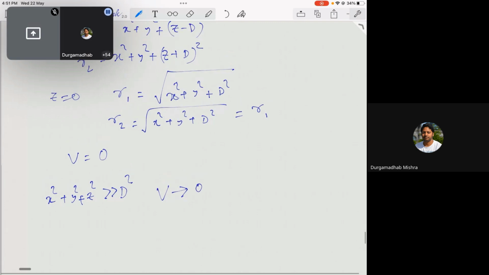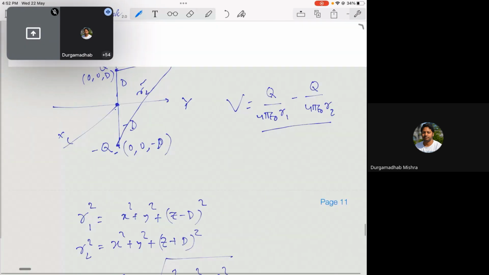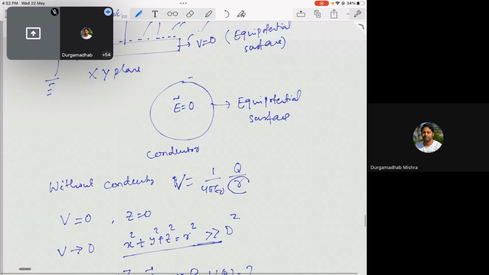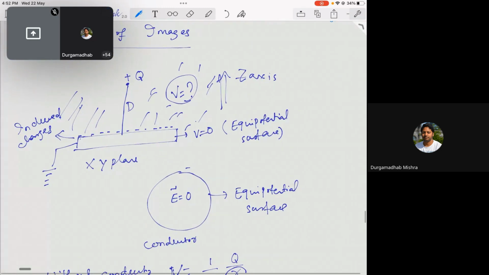And when you look at the boundary conditions, this is the boundary condition that we have obtained for such a charge distribution. Now compare this boundary condition with this problem. We started with a positive charge Q close to a conductor which is grounded, and we want to find out the potential.